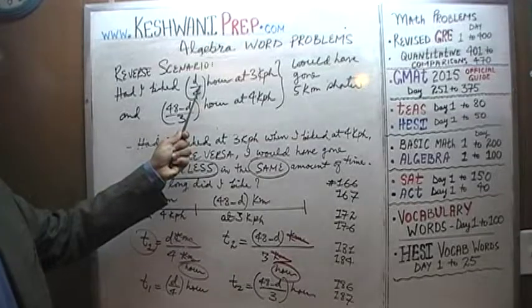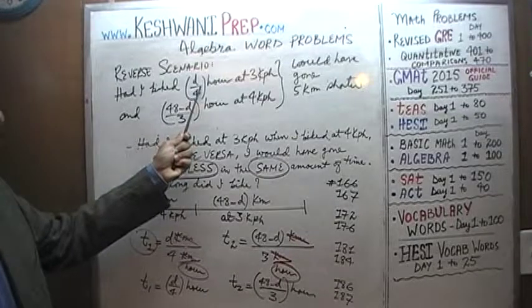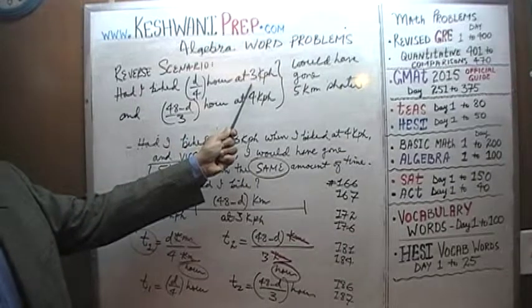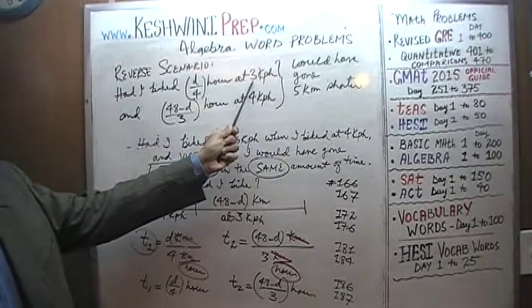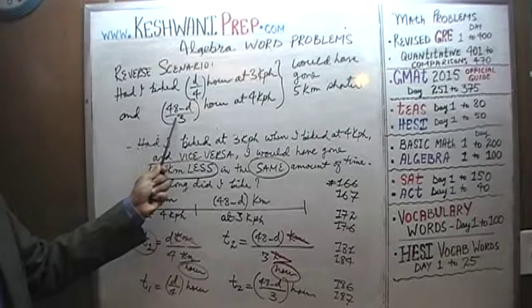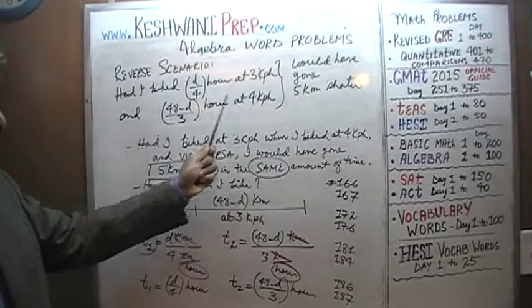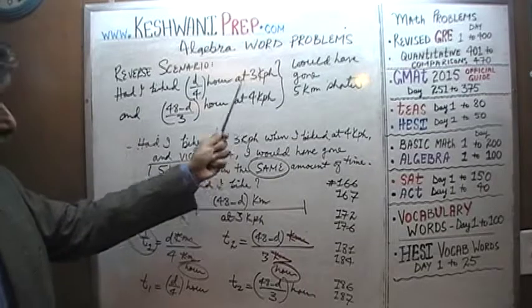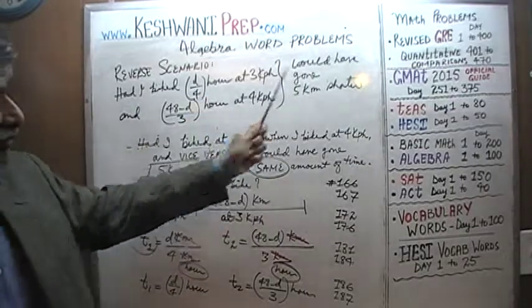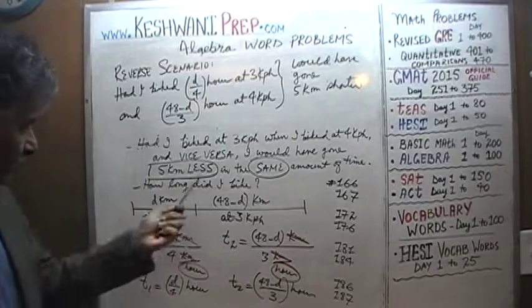That I use that time that I used to go at the faster speed. Instead, had I used that time to go at a slower speed in the beginning, and had I used the amount of time that I used originally at a slower speed to go now at a faster speed, had I done the opposite, I would have gone 5 kilometers less. That's it. We are done with this thing.